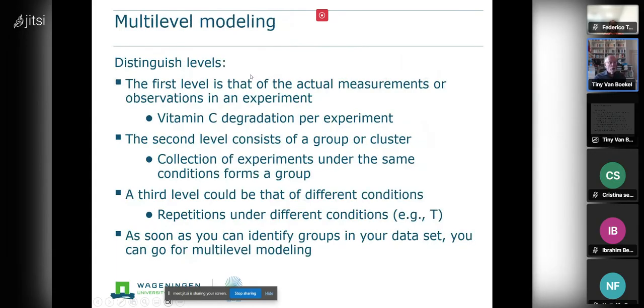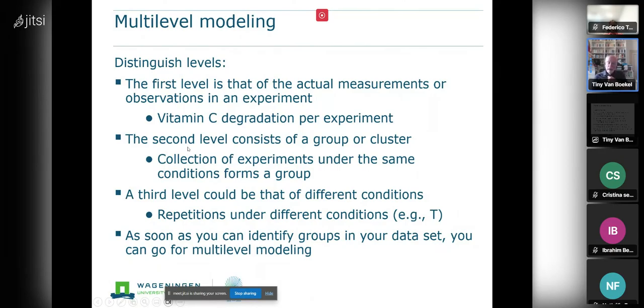Of course, you need to be able to distinguish levels in your data. And if you do that, then the first level is always that of the actual measurement or observation. So in our example, in each experiment, the vitamin C concentration is measured, and that is your first level. The second level is your cluster. And the cluster in this case are the different experiments, because these experiments are all the same. It leads to variable results, but they are basically the same. So that is the second level, the group or the experiment number.